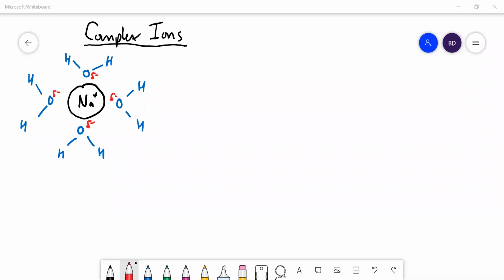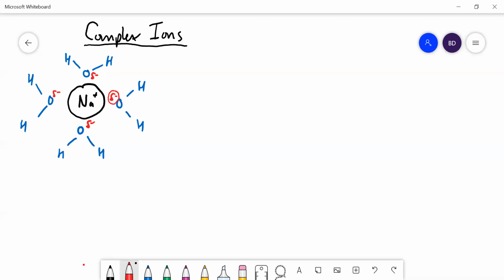We're going to talk about complex ions. What is a complex ion? Well, what I've drawn here is a sodium ion in solution, and we know that the water molecules are going to surround it like that. The water molecules have a dipole. You've got a partial positive charge and a partial negative charge on the oxygen, and that's going to be attracted to the sodium ion. Now with transition metals, so let's think about transition metal ions.